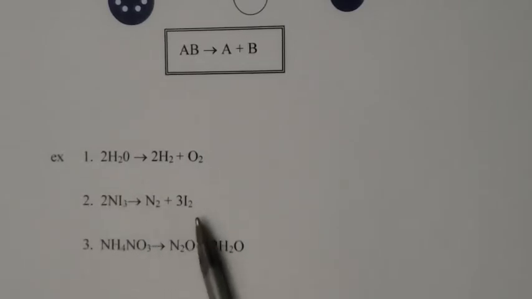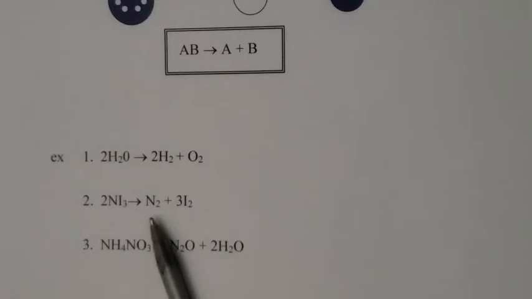But it doesn't have to split up into just molecules, elements. We have smaller molecules. So if we have this giant thing here, NH4NO3, ammonium nitrate, it splits down to N2O plus water, H2O. So here's an example where we have this giant molecule and it splits up into two smaller molecules.